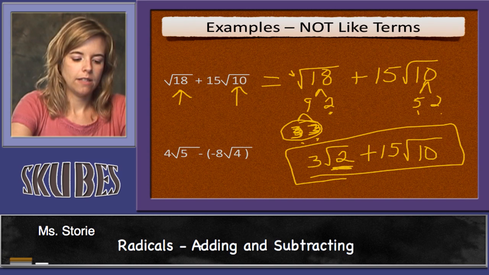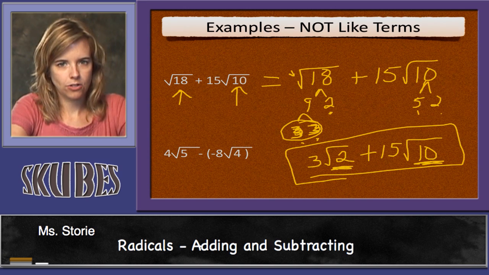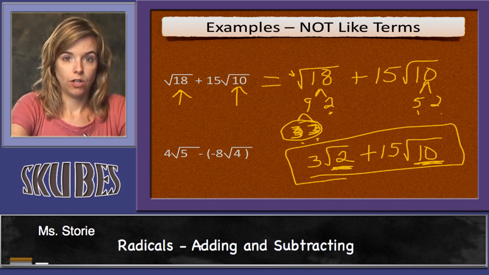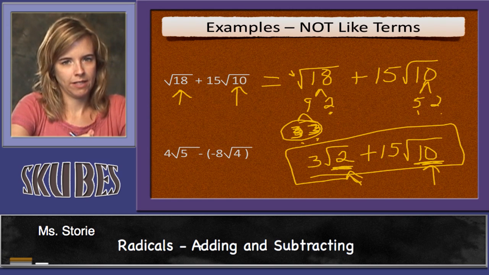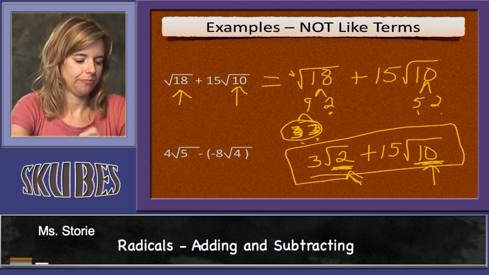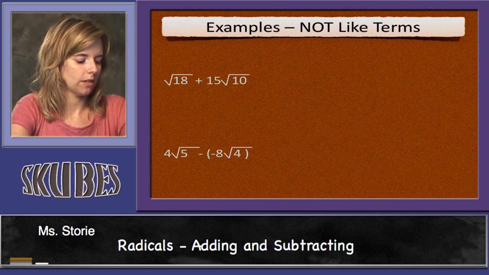And notice we still didn't add these two together because the radicands don't match. So you just leave it like that. That's as far as you can go. That's like saying you have a pile of lollipops and a pile of cars. You can't bring them all together and add them all up. They stay separate.